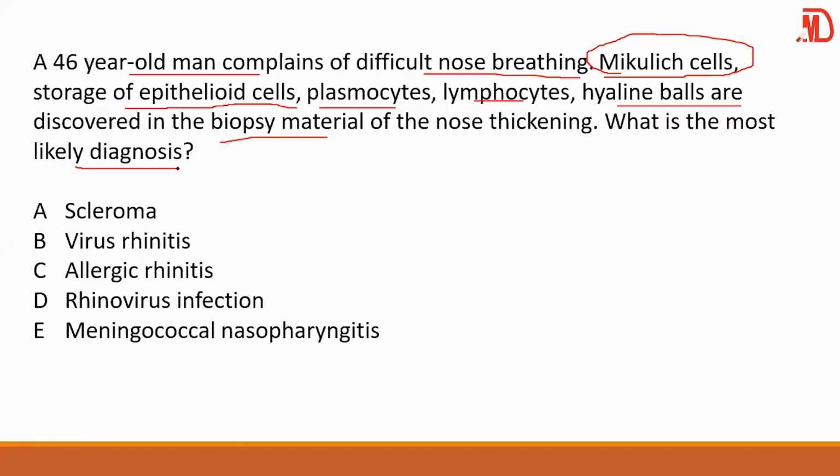Now in tuberculosis, it is characterized by a central necrosis, surrounded by epithelial cells, lymphocytes, plasma cells, and giant Langhans cells. Langhans cells.